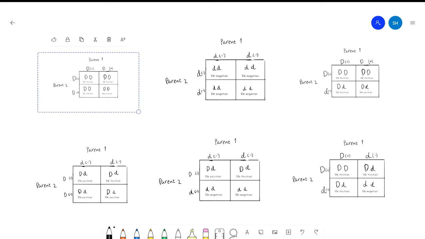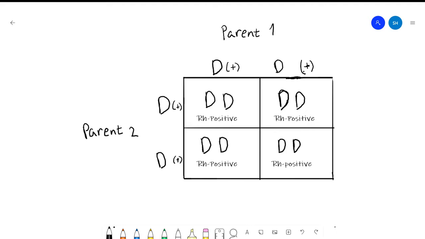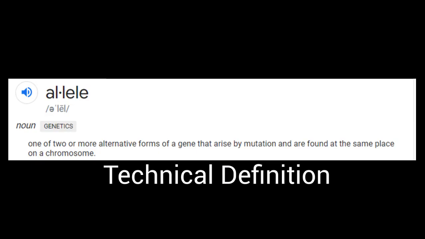Let's start off with the first one. So, here we have the first Punnett square, and here's the first combination that I thought of. Both the parents are Rh positive, as you can see. And like I said before, these Ds mean that it's a positive allele. And alleles are nothing but just a gene. That's just a very simple way to put it.